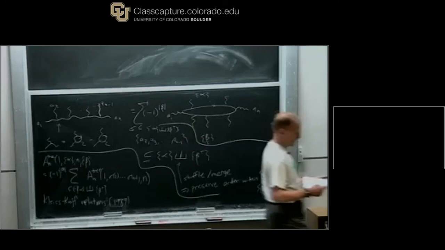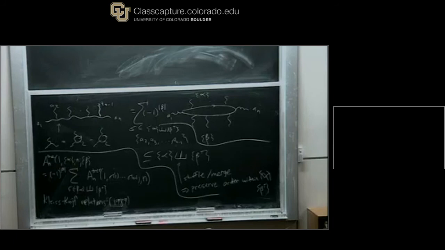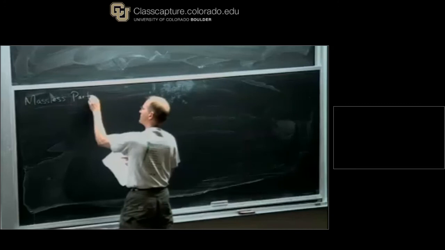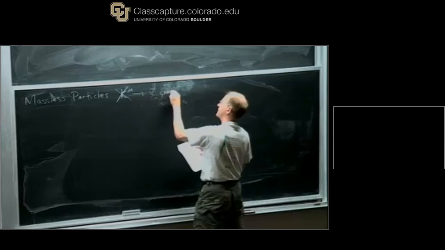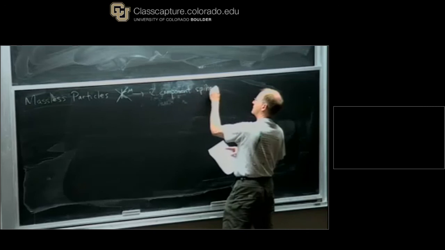Okay, basically, for massless particles, you should not use four vectors. You should trade them for two-component spinors. That's the bottom line. Remember the Pauli matrices.